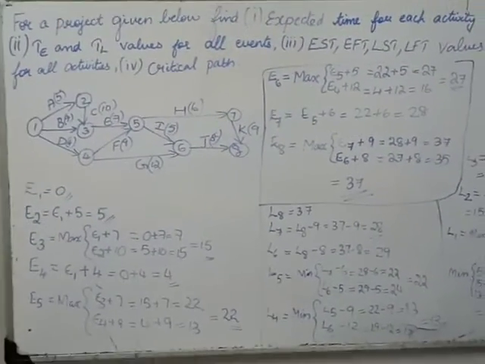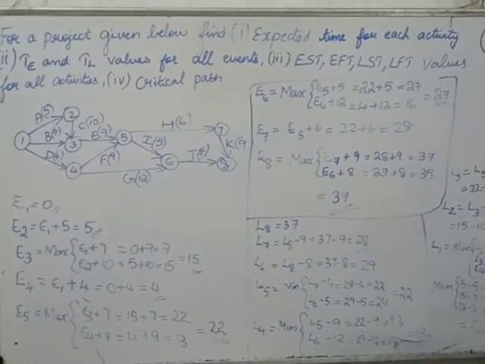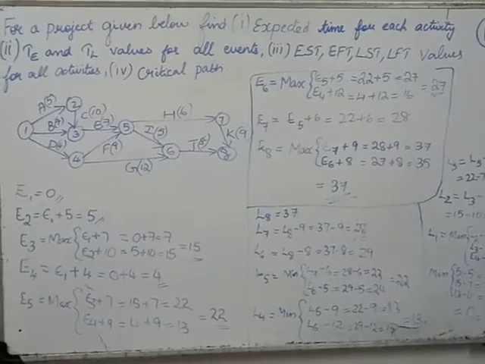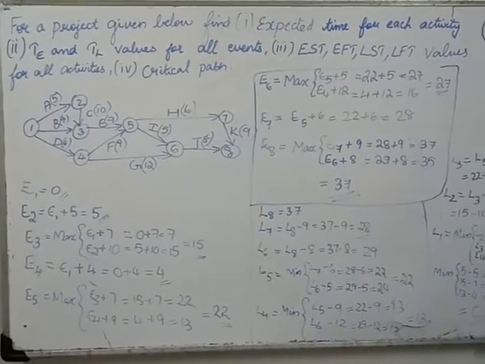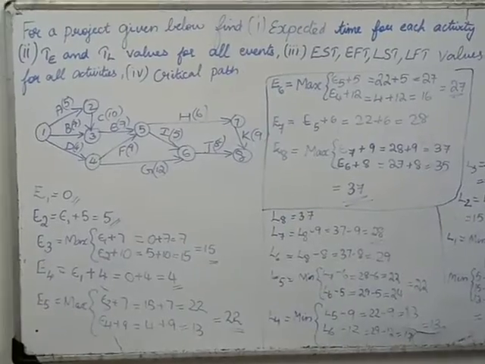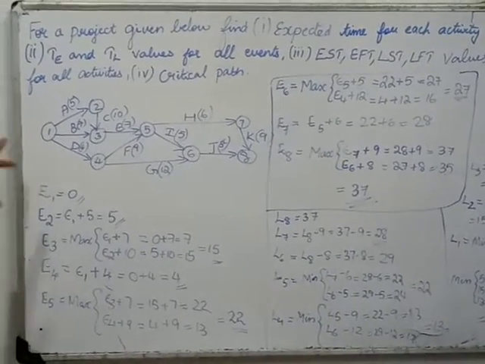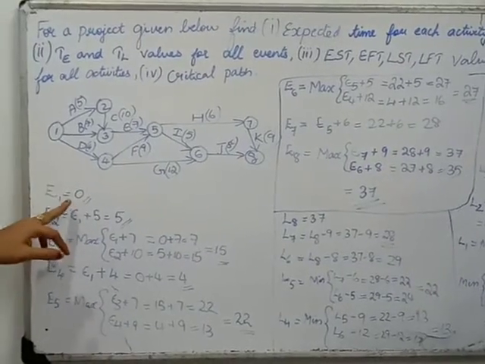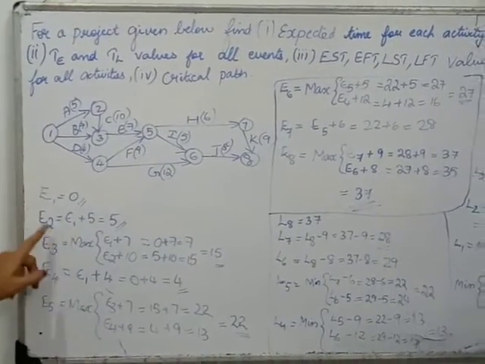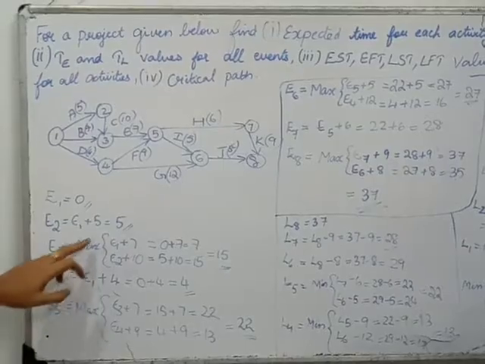So now I calculated all the earliest and latest time values. That is, first the TE, earliest time. The formula is: maximum of EJ is equal to maximum of EI plus the time duration, right? Further, we have 1 to 8 nodes, and starting from E1, we know that the time value is 0. Next I calculated E2, that is E1 plus 5, which is 5.